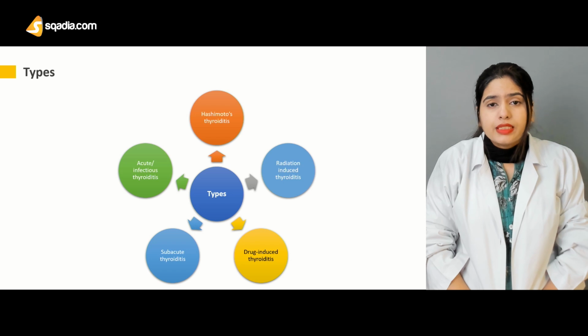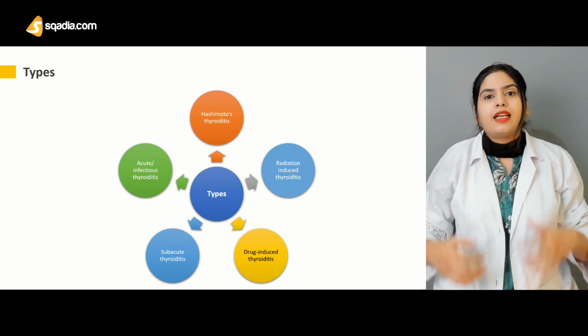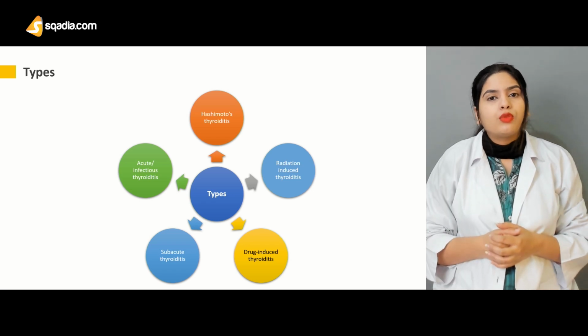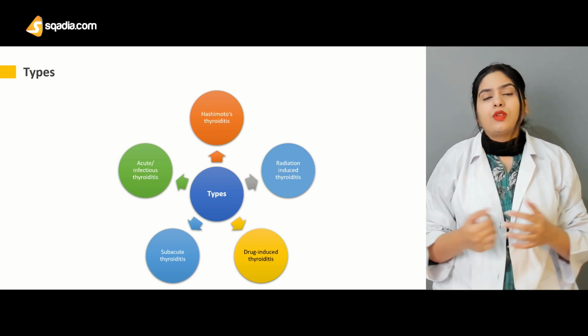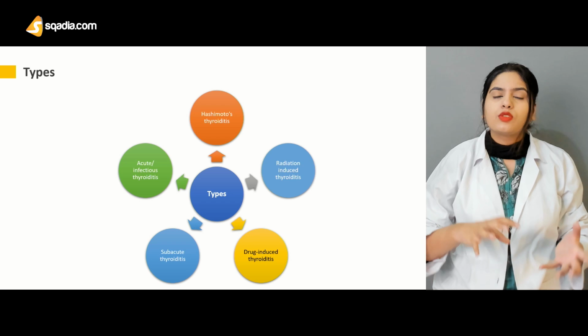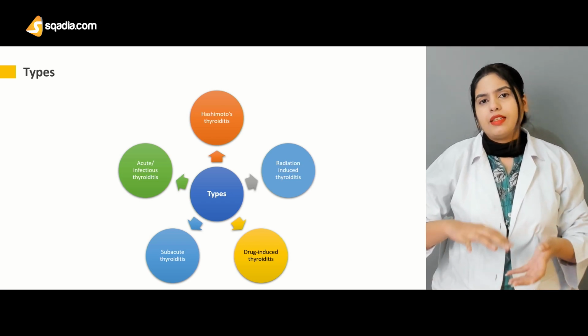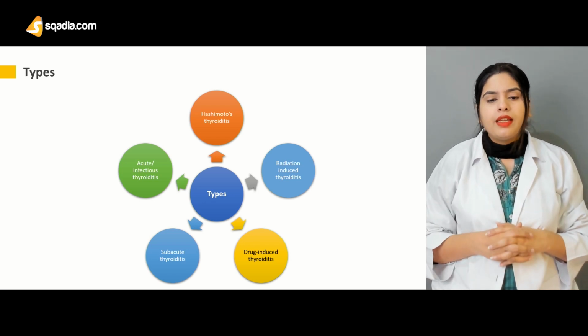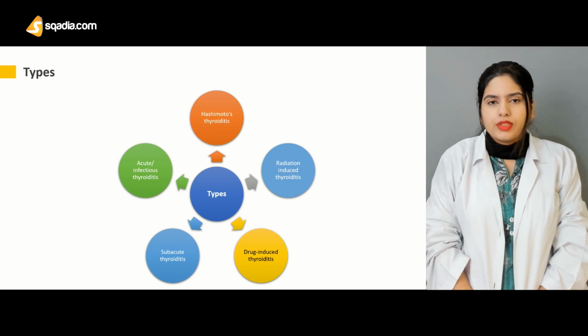Now, apart from these types, there are some other types that are also known, like silent thyroiditis, also known as painless thyroiditis, that does not cause any symptoms in the patient. And there is also renal thyroiditis, which is another type of thyroiditis. This type is caused by a special type of virus, and that's why it is characterized into a different class. However, these are the major or important types of thyroiditis.